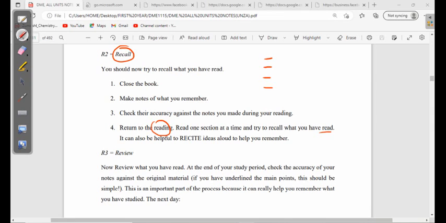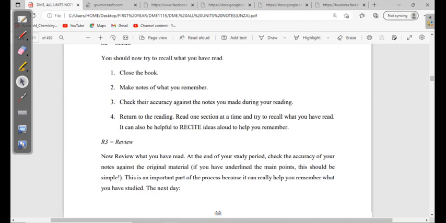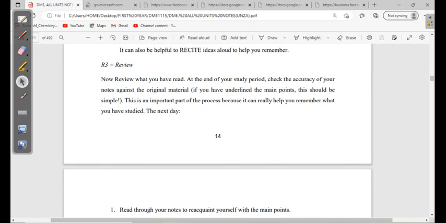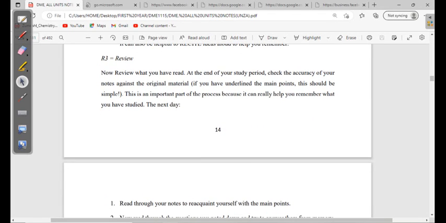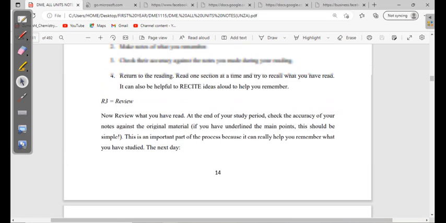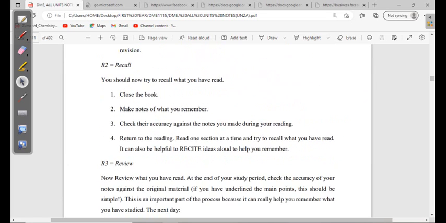So first, the first thing you do is survey, that is SQ3R: survey, question, and then the first R, read, the second R, that we've just talked about, is now recall. Remember, recall, but don't say remember if it came in an exam. The R means recall, not remember. Of course, they are the same words. And then now the last one is review.